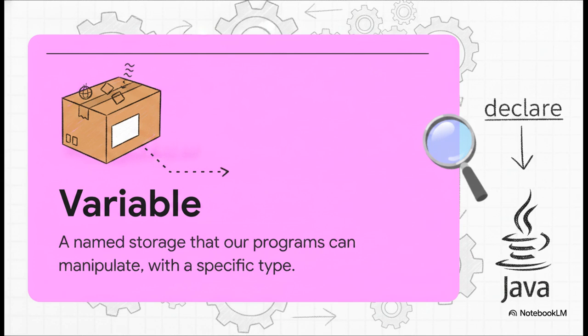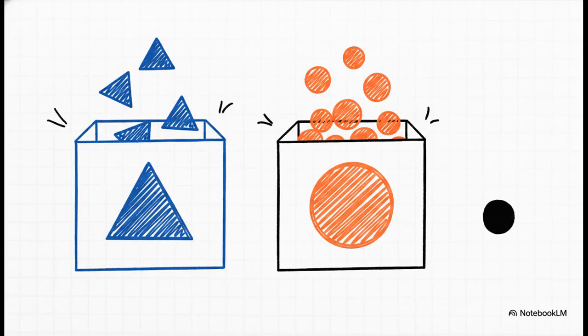And in Java, before you can use one of these boxes, you absolutely must declare it first. Just look at how beautifully simple this is in code. On that first line, we write int, which is just short for integer, to declare a number type variable named age, and we drop the number 42 right inside it. On the second line, we use a String type, which is really just Java's way of saying text, to create a variable called name, and we store the word David inside that one. And hey, notice how both lines end with a semicolon? That's literally just Java's version of putting a period at the end of a sentence.